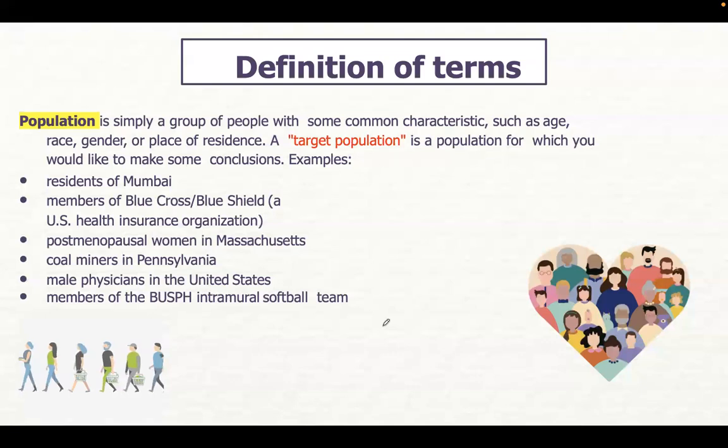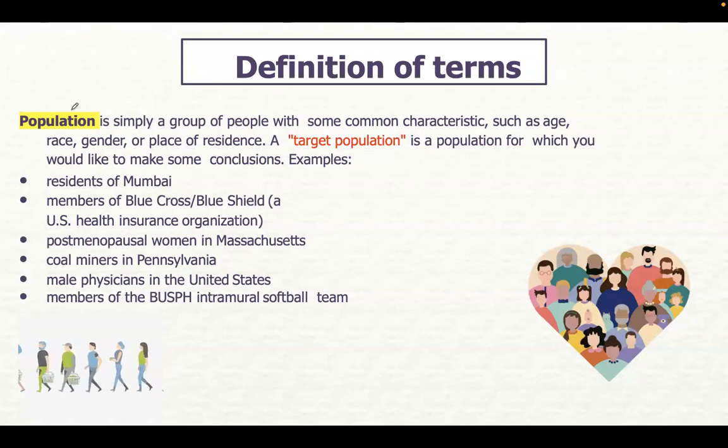To start with our discussion, let us define these terms first. Number 1, population. It is simply a group of people with common characteristics such as age, race, gender, or a place of residence. A target population is a population for which you would like to make some conclusions. So here are some of the examples. When we say population, it doesn't necessarily mean that we're talking about the people in a specific place. Let's say population of the Philippines, the population of Africa, the population of Southeast Asia.